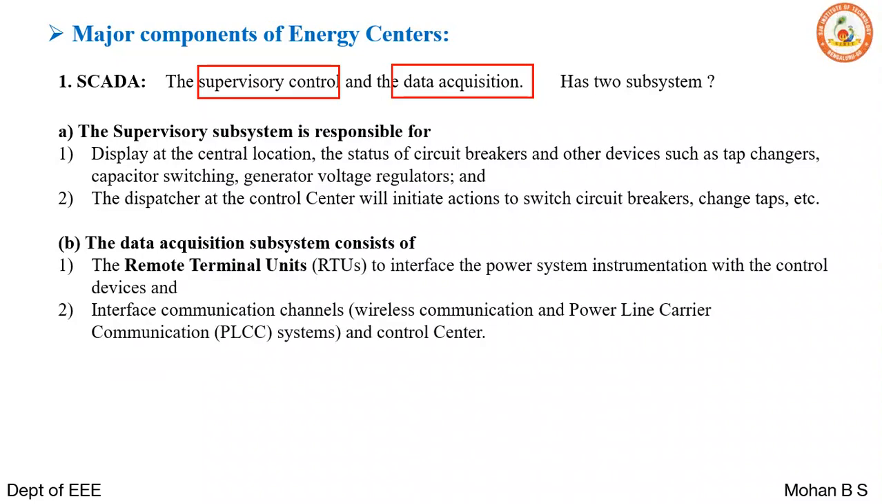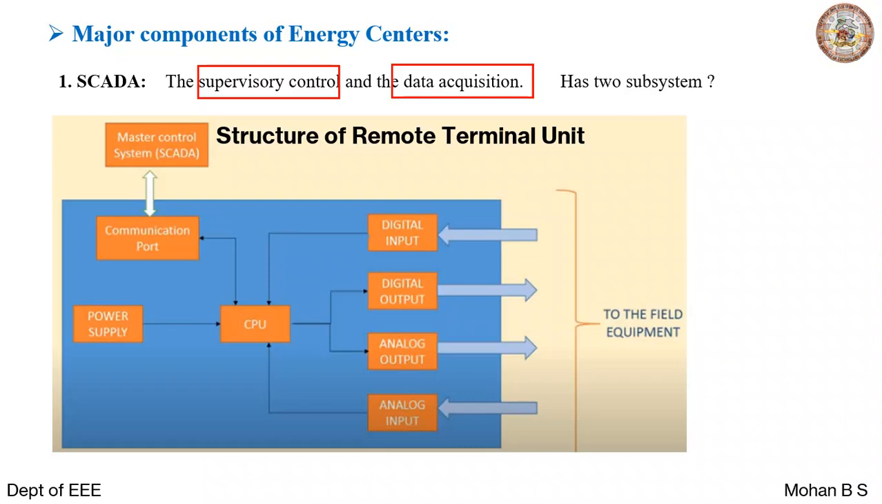Data acquisition. We use RTUs or IEDs, that is intelligent electronic devices, to interface the power system instruments with the control device. For the interface communication channel, SCADA by itself has its own protocol for communication, or we use wireless communication and power line carrier communication systems. This is just a small diagram of the structure of a remote terminal unit, where you can see different input and output pins, split analog and digital, processing unit, power supply, and communication port to the main SCADA system.